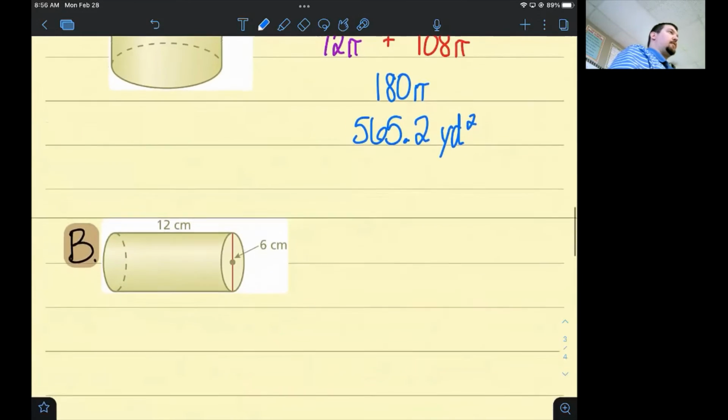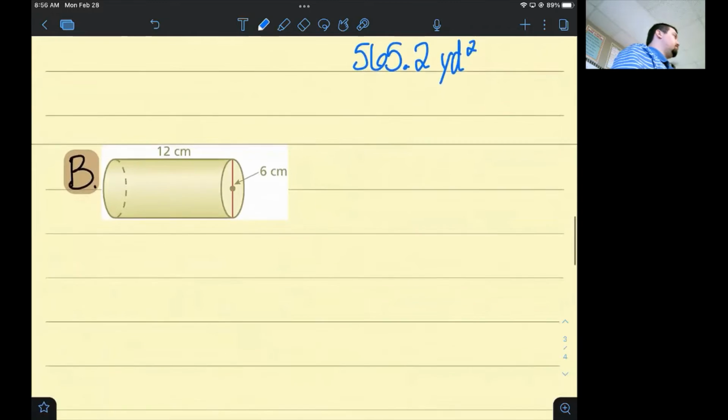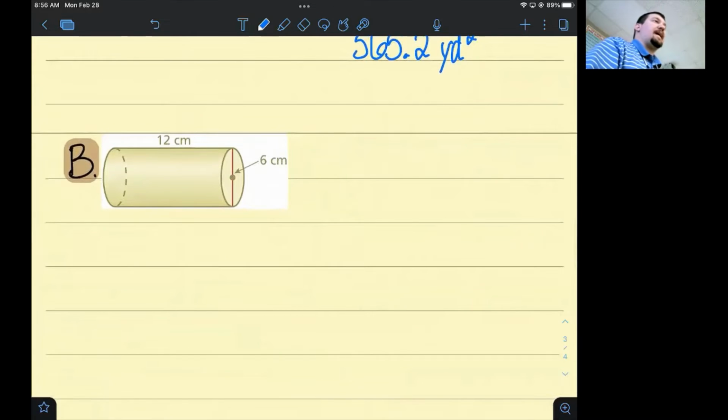Is it going to matter if the cylinder is laying on its side? No. You really can't change a cylinder. It's always going to have two circle bases and that curved rectangle, regardless of how it looks.